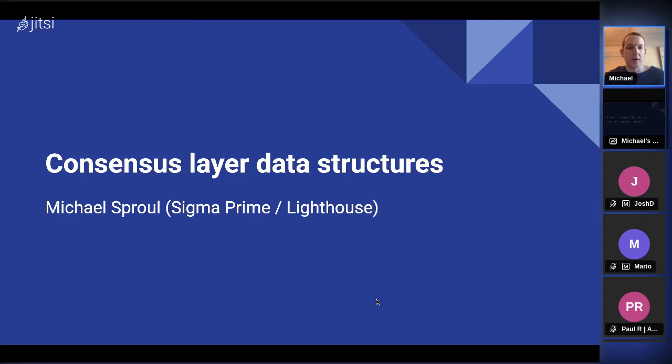So today we're talking about consensus layer data structures. As Mario said, I'm from Sigma Prime and I work on the Lighthouse client. I've been working on Lighthouse for about 6 years now, which feels kind of crazy to say out loud, but it's been a while and I've worked on lots of different things in Lighthouse. Lots of the consensus code and the database stuff has been stuff that I've worked on or come up with ideas for and then worked on with other people. So we're going to go into some of that today.